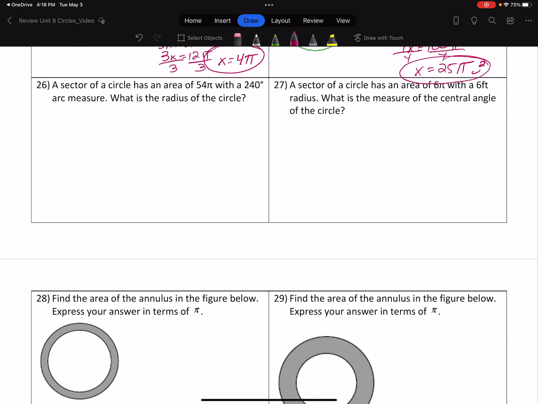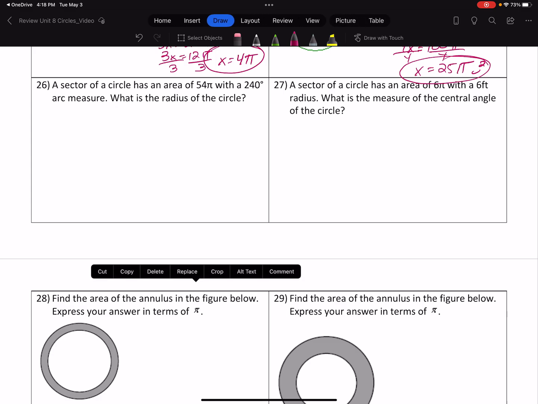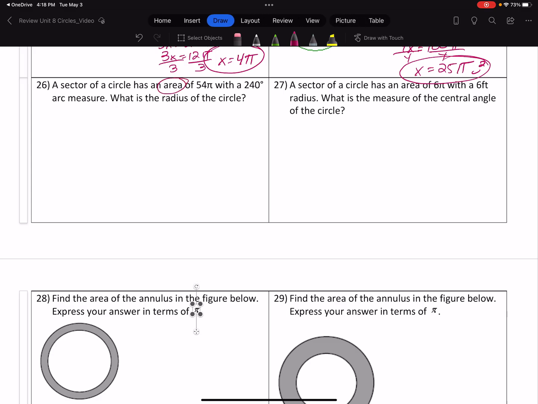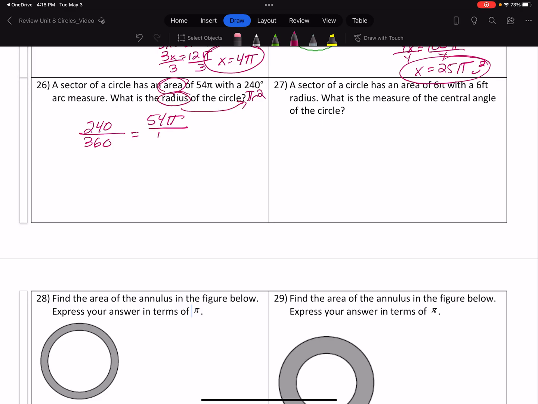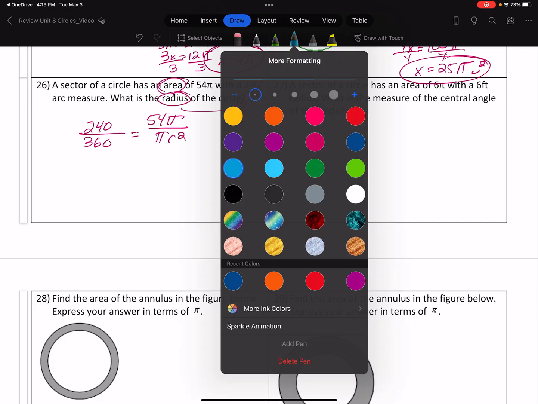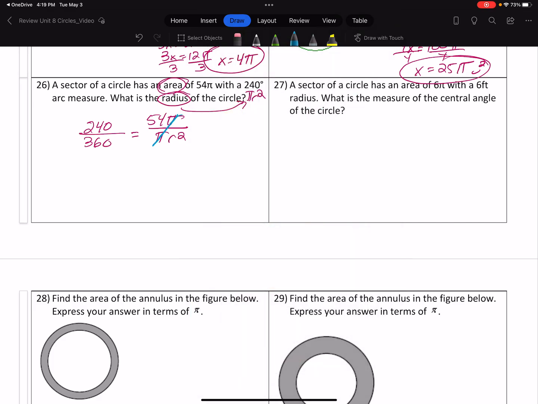26. A sector of a circle has an area of 54. So we're talking about area again. So this is where I know I'm going to be using pi r squared. I have my degrees, which is 240 over 360. It says the sector area is 54. It says find the radius. Okay, so if I'm finding the radius, I would write the formula. This is going to be pi r squared. Now the nice thing about this one is the pi's do divide out.